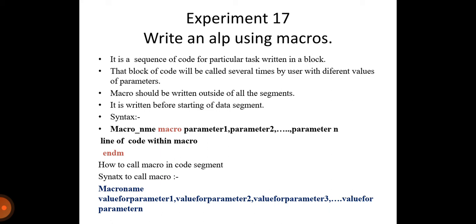Suppose you have written 10 calls to the macro, and one macro definition contains 10 lines of code. So your 10 lines will be replaced by 100 lines. Each call to the macro will be replaced by the 10 lines of the macro definition. So total 10 calls get replaced by 10 lines of macro code each, so 100 lines will get added in your program.